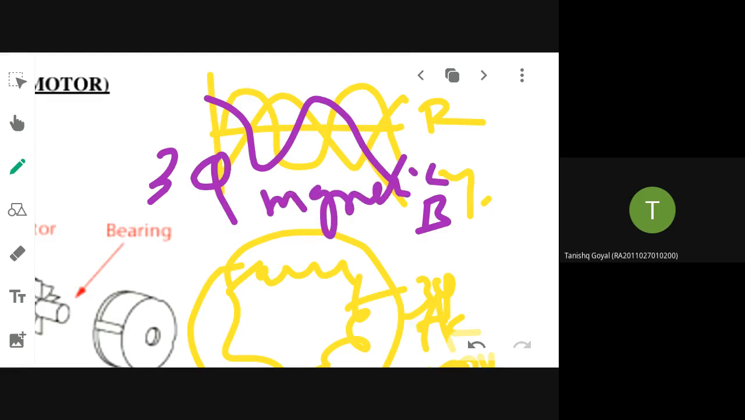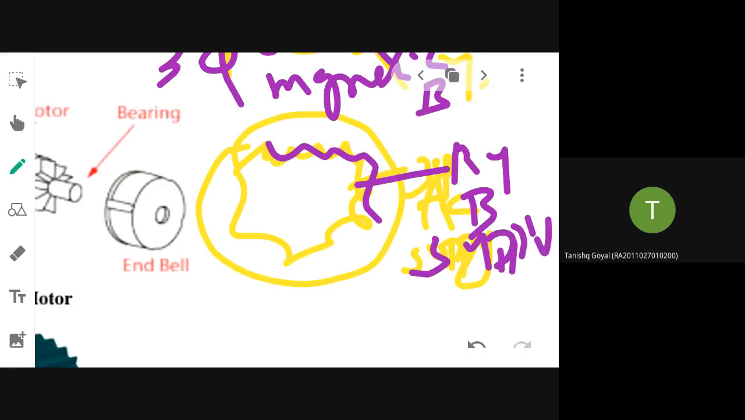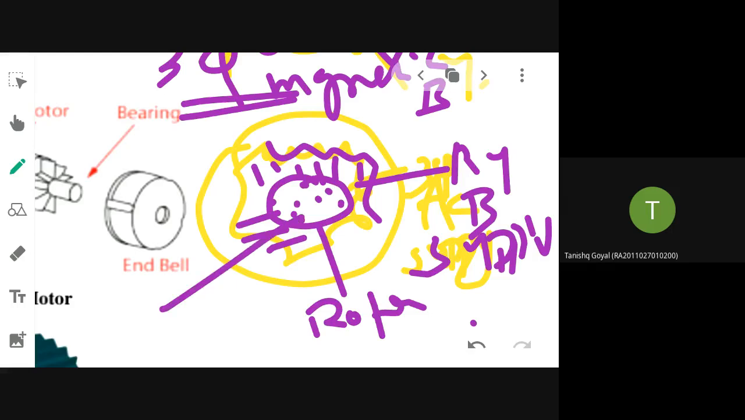The stator winding will be given the RYB phase supply, so it will set up a three phase magnetic field. In this you are keeping a rotor. The rotor also has conductors, that is, the rotor copper bars. When the flux lines cross the rotor, the rotor will also generate its own flux. That flux is called the rotor flux. These two fluxes will be interacting with each other.